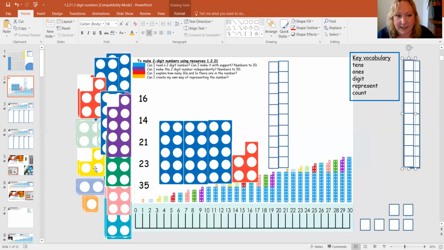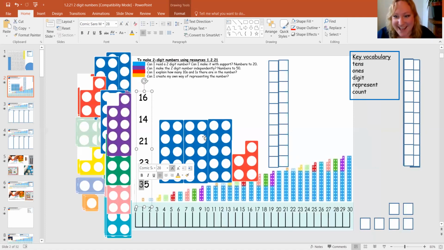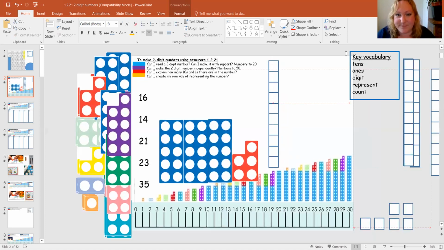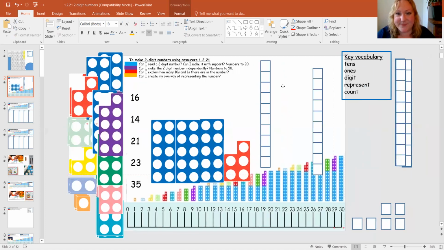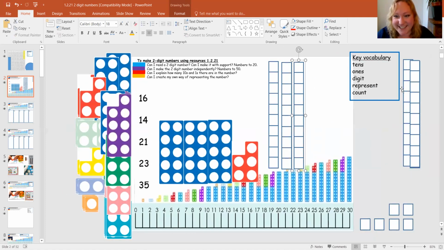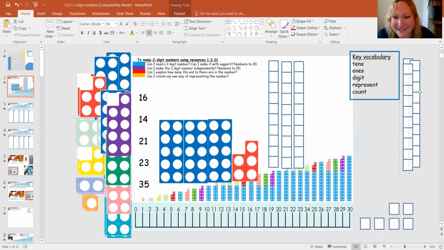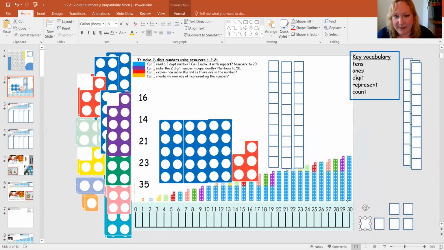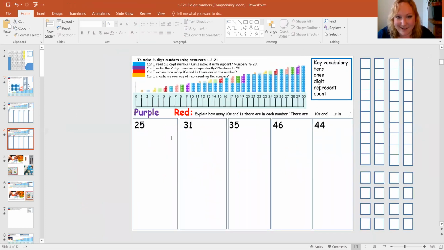How many 10s do I need? 3 10s to make 30. Let's try again. 10, 20, 30. 31. No, that's a 10. Silly me. 31, 32, 33, 34, 35. Fantastic. Now, on the red sheet, I've said, can you explain how many 10s and 1s there are in each number?